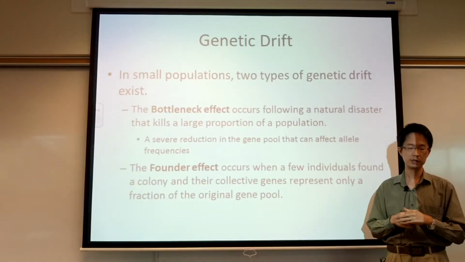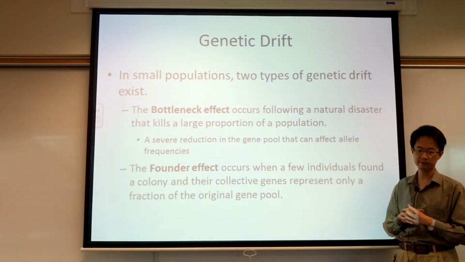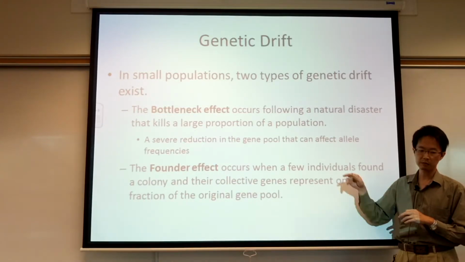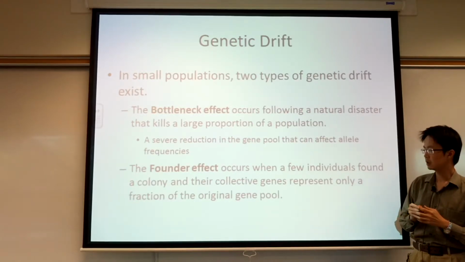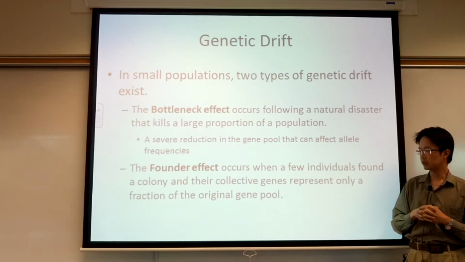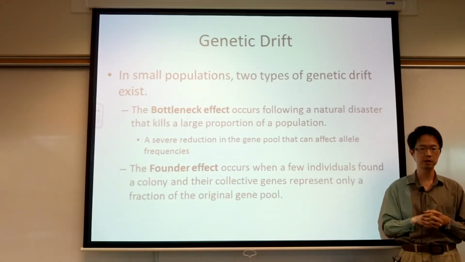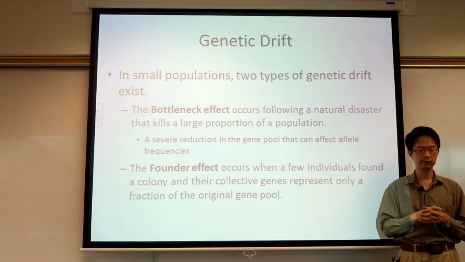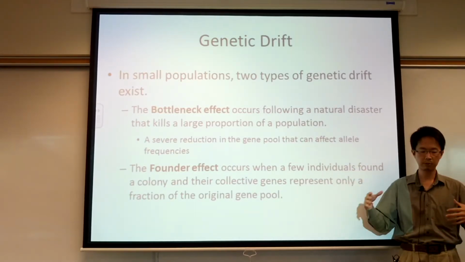So there are 2 effects in genetic drift. One is called the bottleneck effect. What we described previously of the different color frogs is an example of the bottleneck effect. It kills a large proportion of the population. Because of that, it will change the allele frequency significantly. Another one is called the founder effect. The founder effect is when only a few individuals found a colony, and their genes represent a fraction of the original gene pool. An example of this is the Amish population. They isolate themselves from the rest of the population, so they only have a limited gene pool that represents a fraction of the whole population of America.